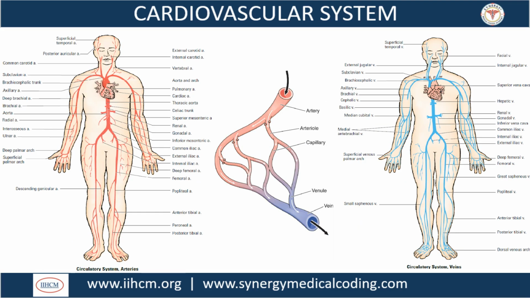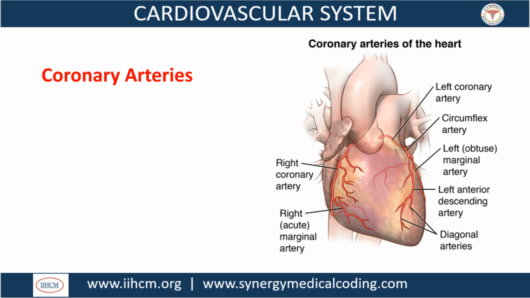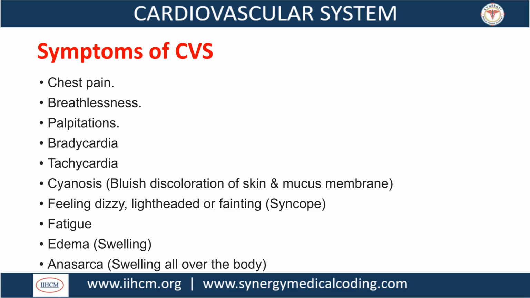The circulatory system comprises arteries, which carry blood away from the heart, and veins, which return blood to the heart, connected by arterioles, capillaries, and venules. The coronary arteries supply blood to the heart muscle itself. Major branches include the left and right coronary arteries. Symptoms of cardiovascular issues include chest pain, breathlessness, palpitations, and edema, among others.